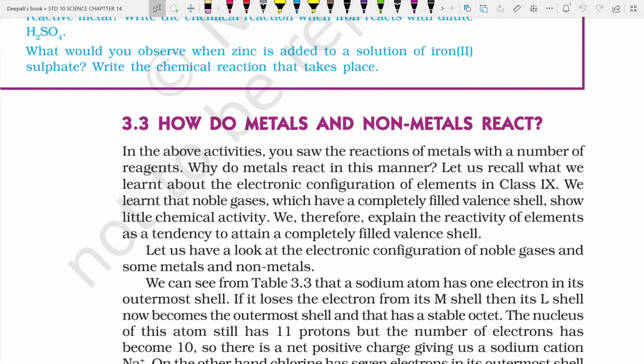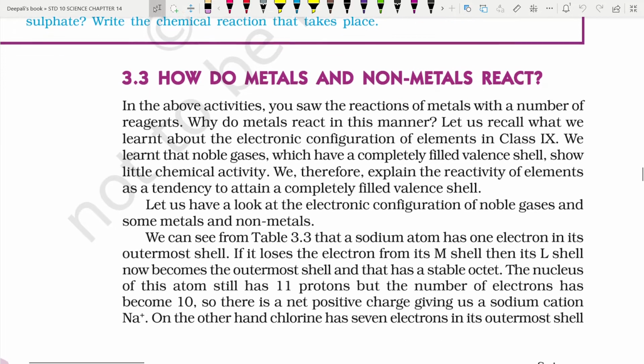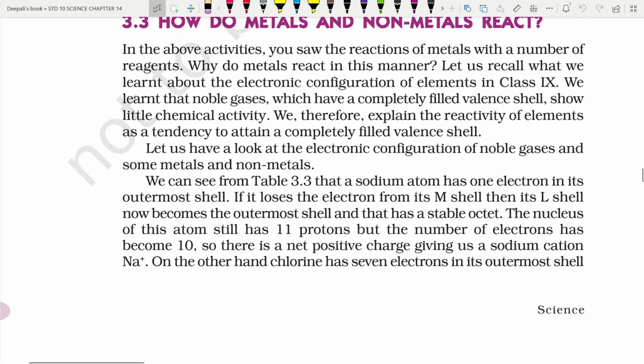We learned that noble gases, which have a completely filled valence shell, show little chemical reactivity. We therefore explain the reactivity of the elements as the tendency to attain a completely filled valence shell. Let us have a look at the electronic configurations of noble gas and some metals and nonmetals.